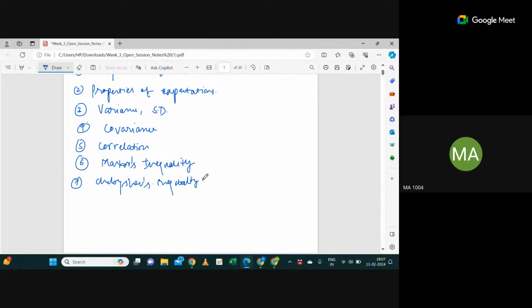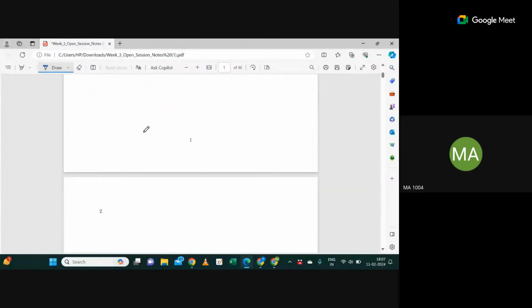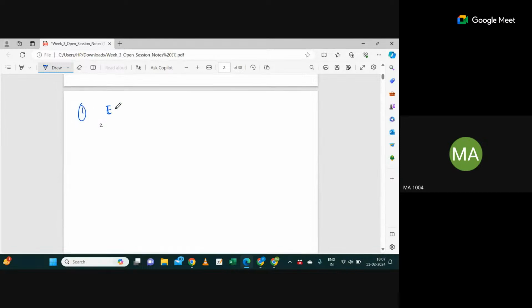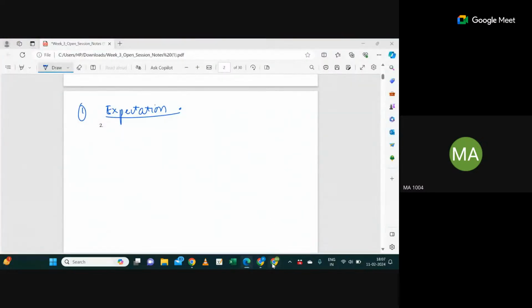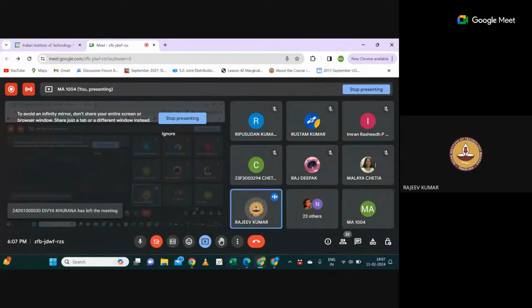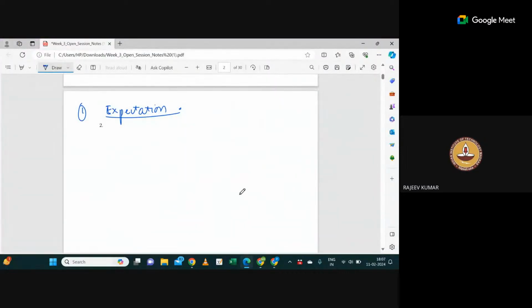Now let's start. The first topic is the expected value of a random variable. So first one is expectation. Can any one of you tell me what is expectation, or what is the need of expectation? It gives the average, the mean. It gives the central value, sir. In a way, it summarizes the random variable in a single figure. Correct. Fine.